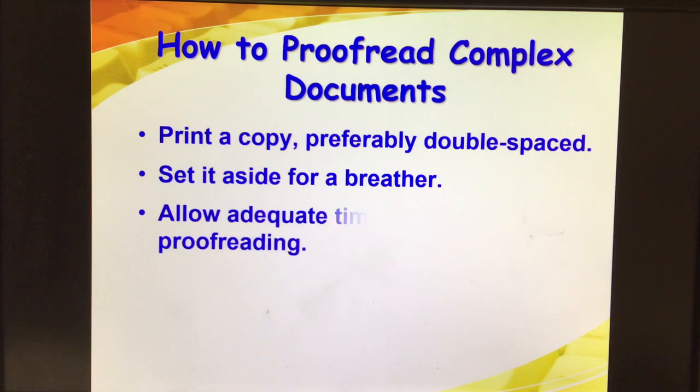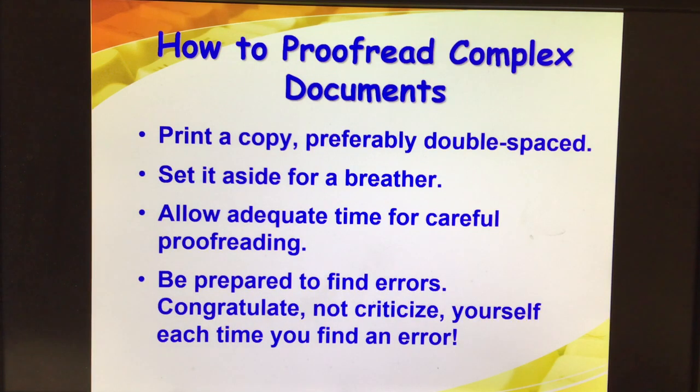In proofreading complex documents, and by that we might mean longer documents, those with multiple parts, maybe a number of references between them, you just have to, let's say, take a bit more care. Print a copy, preferably double-spaced, even, of course, if the final document is going to be single-spaced. Set it aside for a while. Allow adequate time for careful proofreading, taking time to do that. Sometimes, if it's a document you've created, you may have made an error and you don't see it because you wrote it. Your mind just doesn't pick up on that.